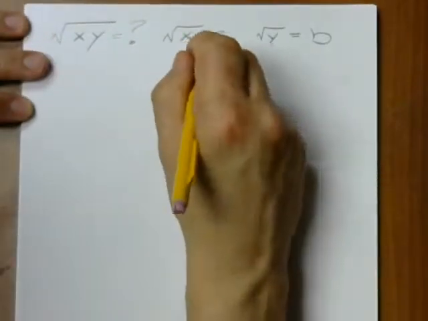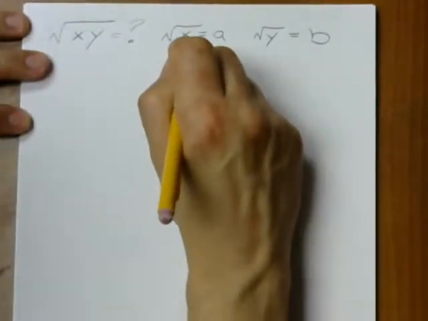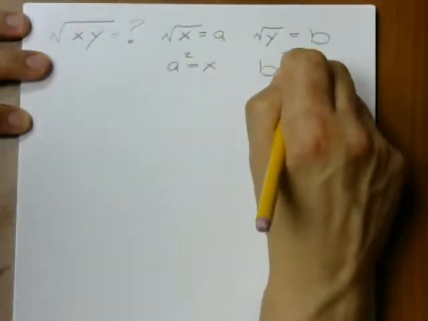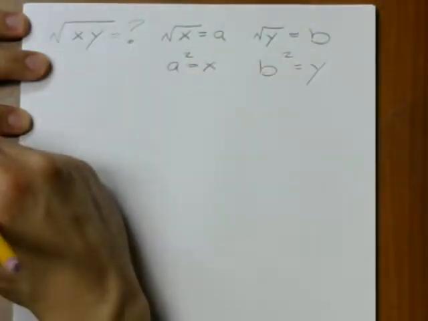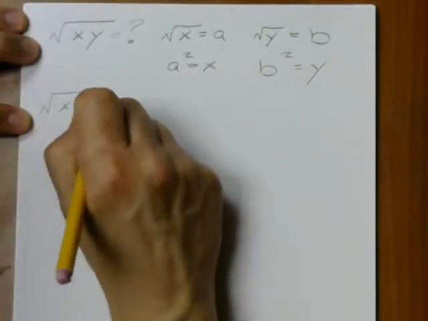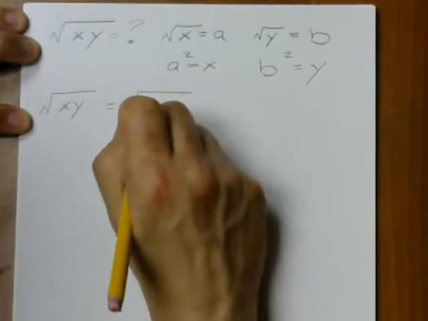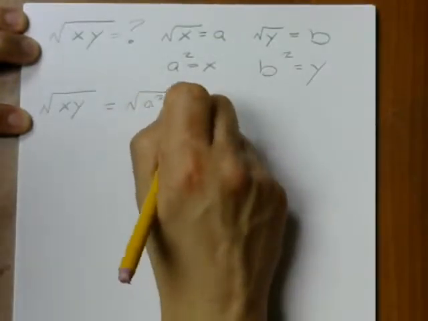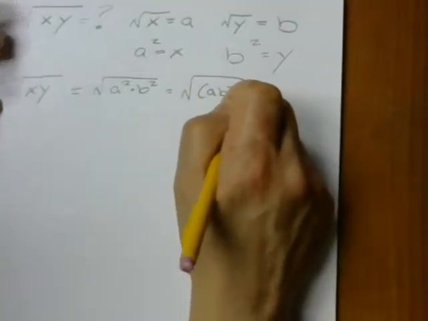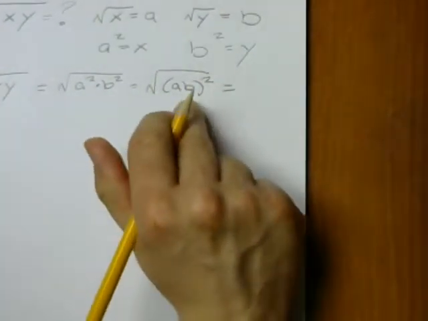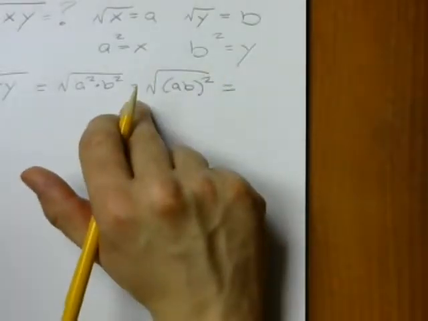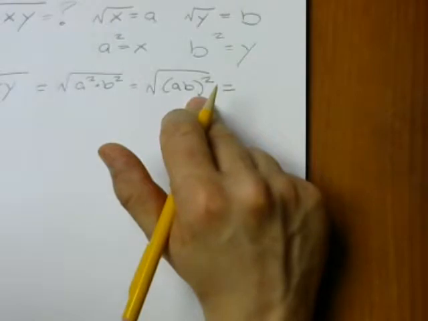Well, if the square root of x is a, I know that a squared is x. And if the square root of y is b, I know that b squared is y. So, the square root of xy has to be the square root of a squared times b squared, which is this. And then by our rule, if we take the radical of a square, what do I get?